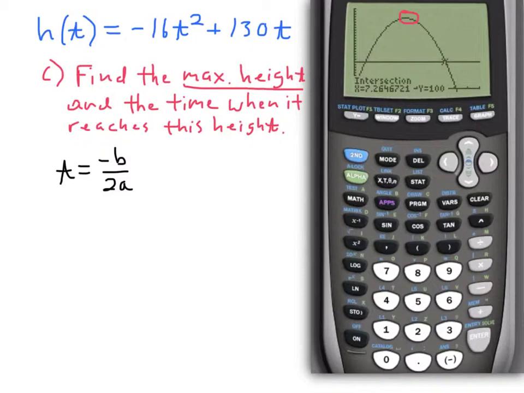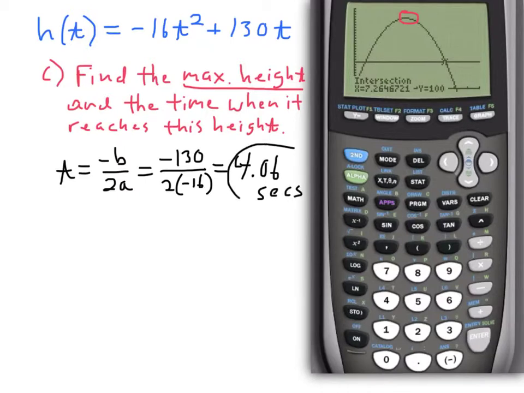And b is 130, so it would be negative 130 divided by 2 times negative 16. So that's negative 130 divided by negative 32, and that comes out to be, if I round off, 4.06 seconds. So that's the time it takes to reach the maximum height, because that's the x-coordinate or t-coordinate of the vertex.